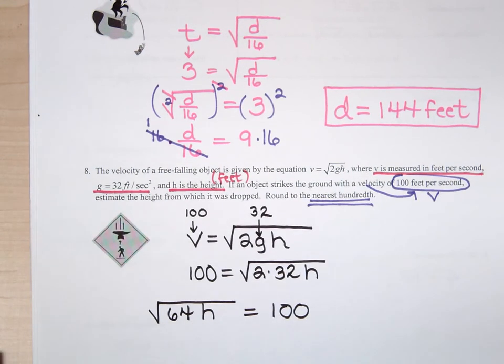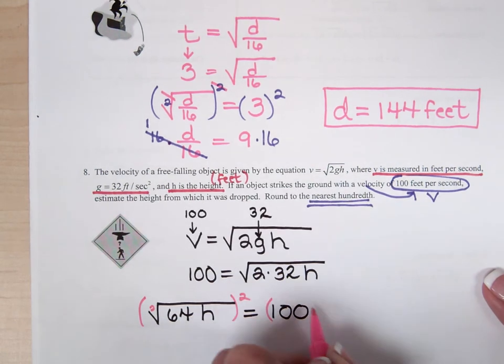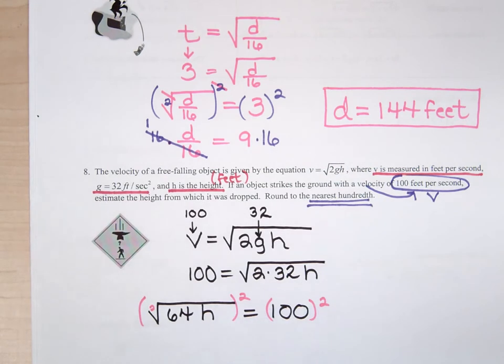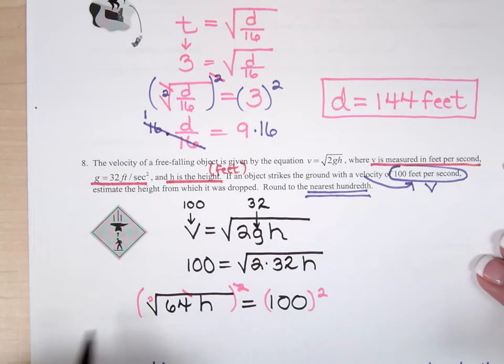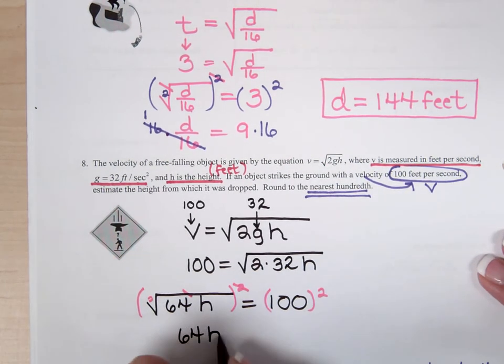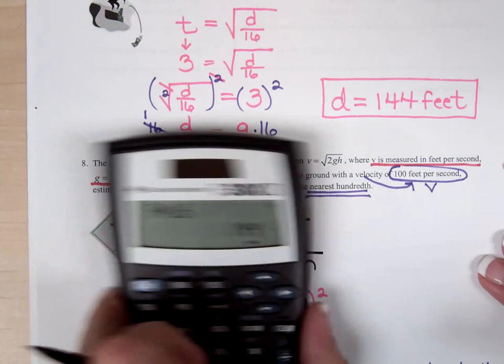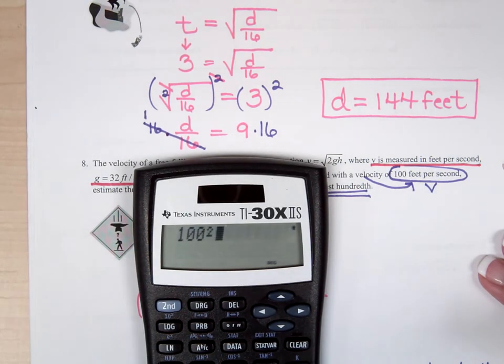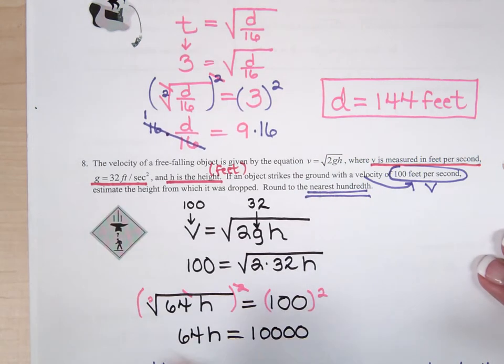To solve a radical equation, we have to undo the square root, and I'm allowed to do that right now because my radical is isolated. This is an imaginary 2, so I'm going to square both sides. As before, the square and square root cancel. Then I end up with 64H equals 100 times 100, or you can just do 100 on your calculator and hit your x squared button. That gives me 10,000, which is exactly what I have here.